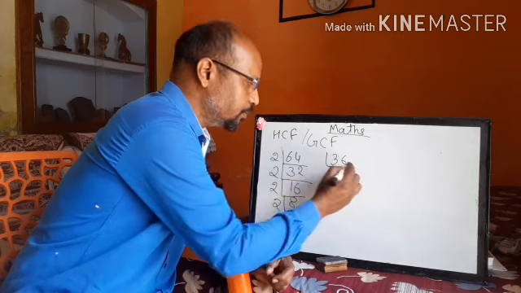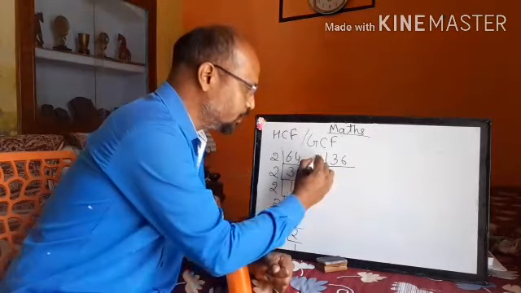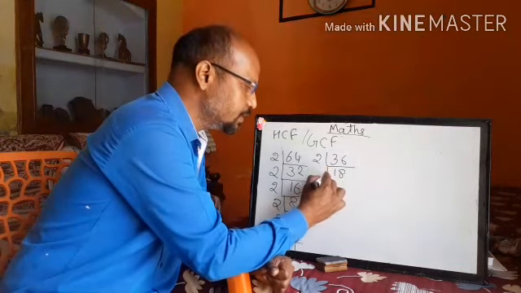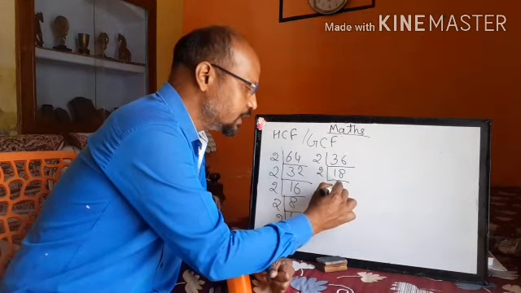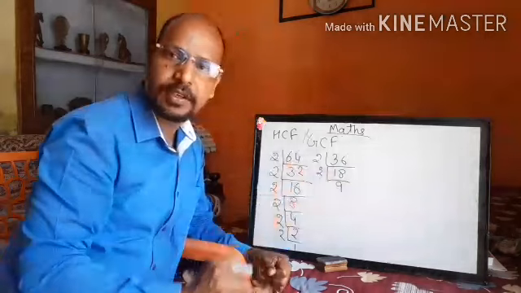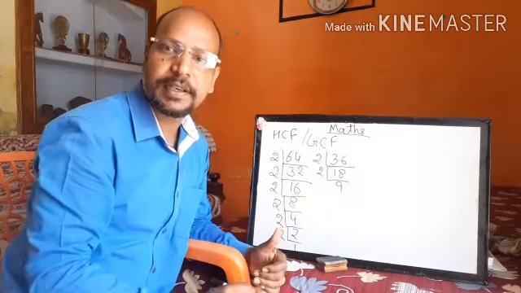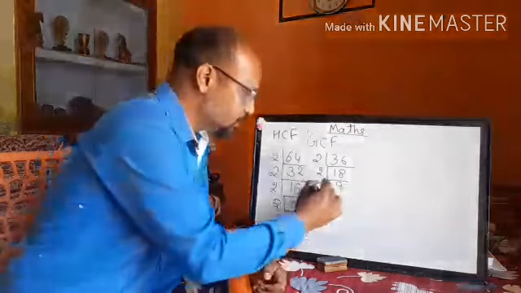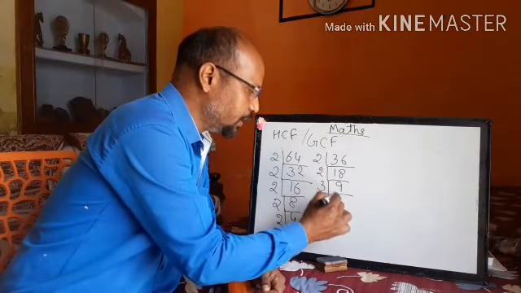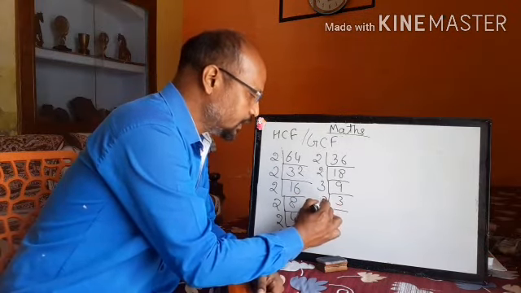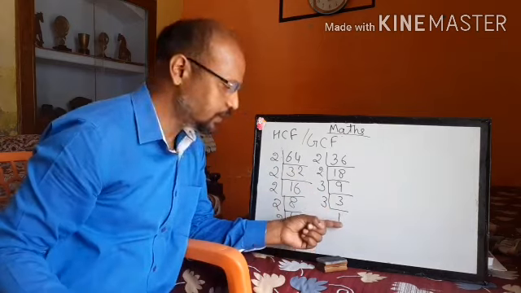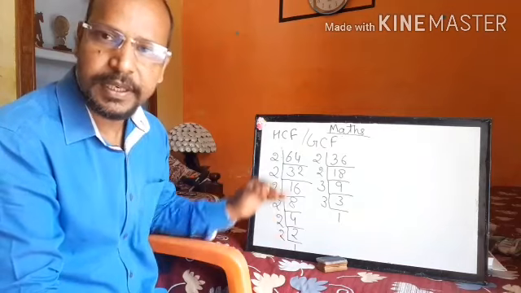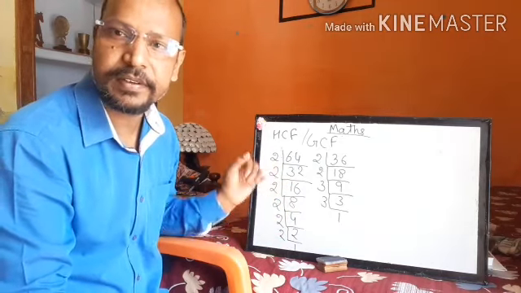First divide 36 by 2. Again it is divisible by 2: 2 nines are 18. But now 9 is not divisible by 2. So let's take the next prime number after 2, that is 3. Divide it by 3. Again it is divisible by 3 and the quotient is 1. So stop your factorization. This method is known as factorization.